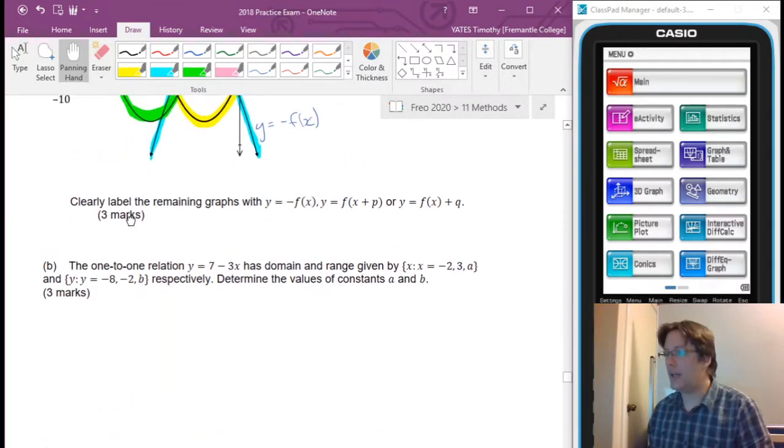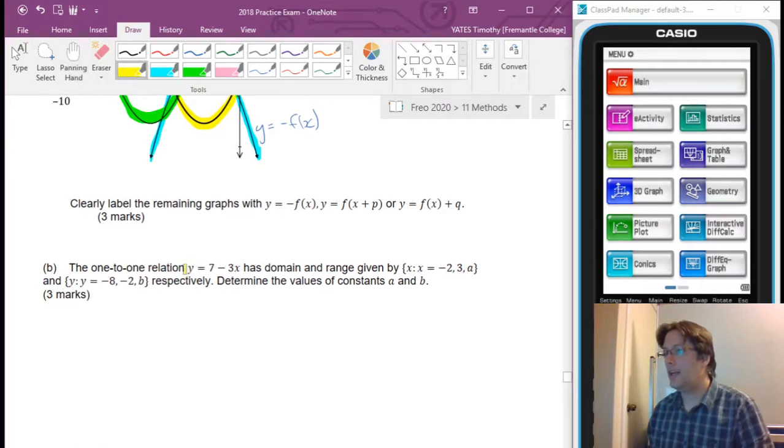Now we have a 1-to-1 relation, y equals 7 take 3x, and we've been given a domain. x can be negative 2, 3, and a, and y can be negative 8, negative 2, and b. The important thing here is that these don't necessarily match up to each other. Where x is negative 2, that's not necessarily where y is negative 8. So we've got to work out which one maps to which point.